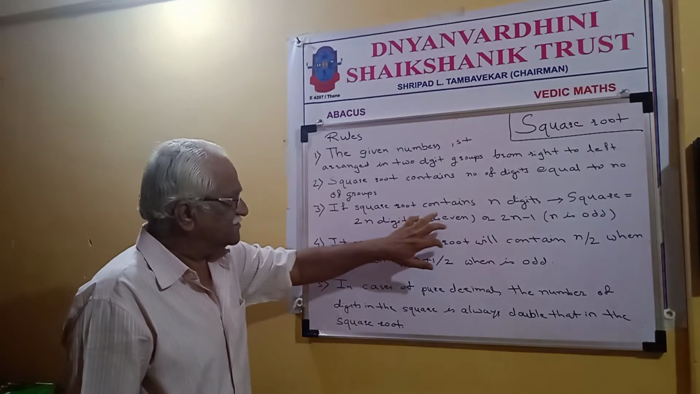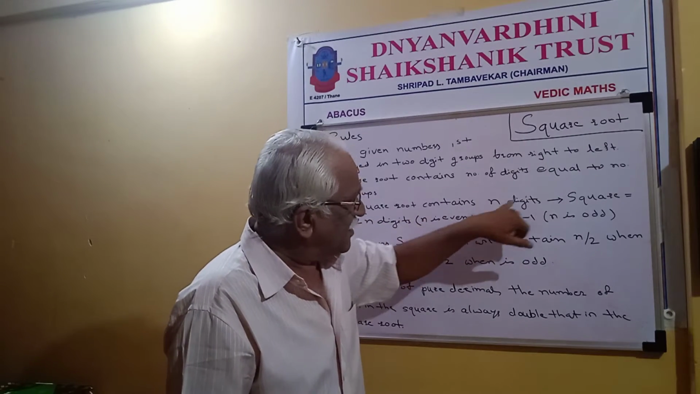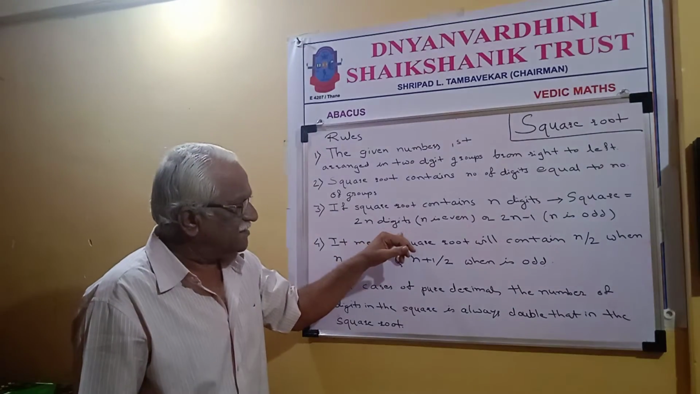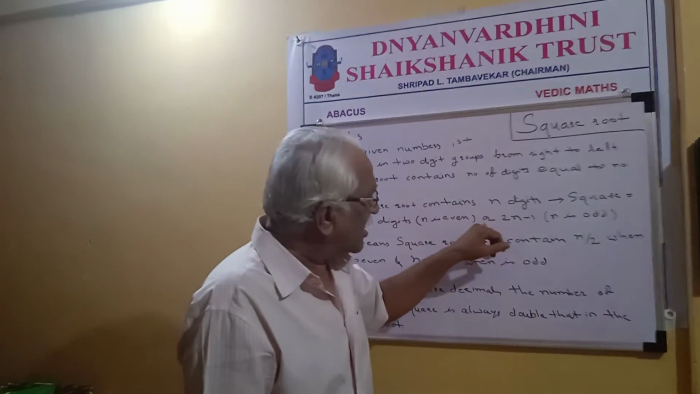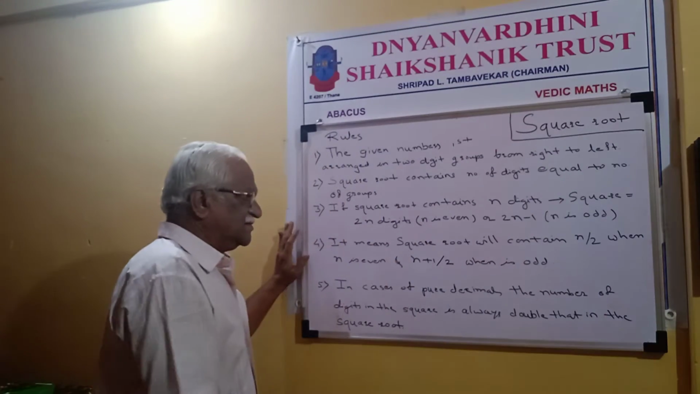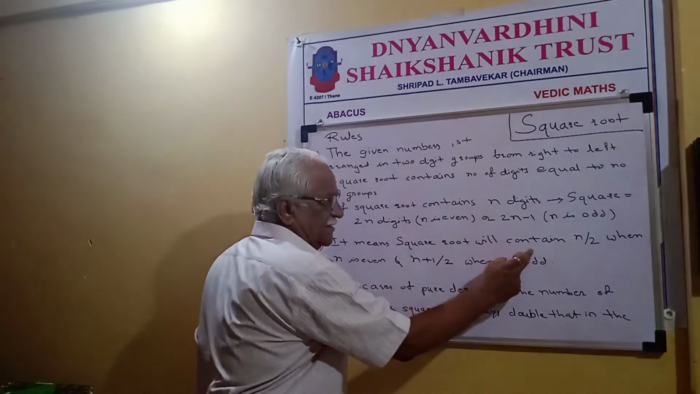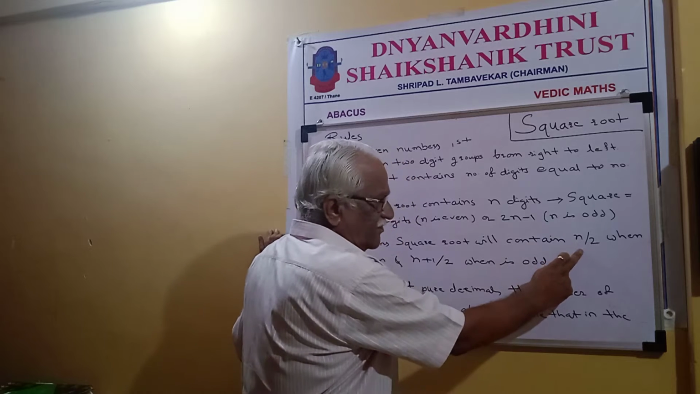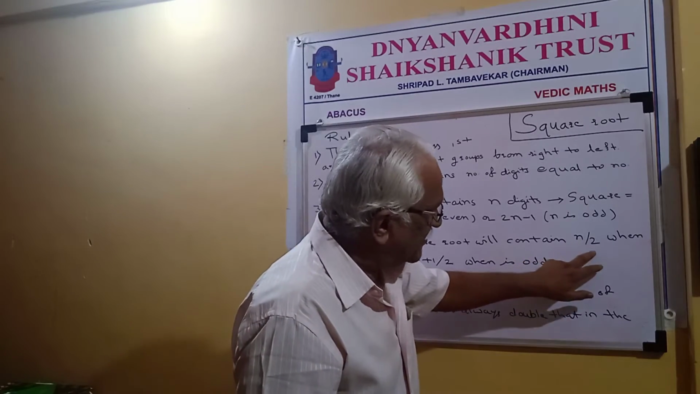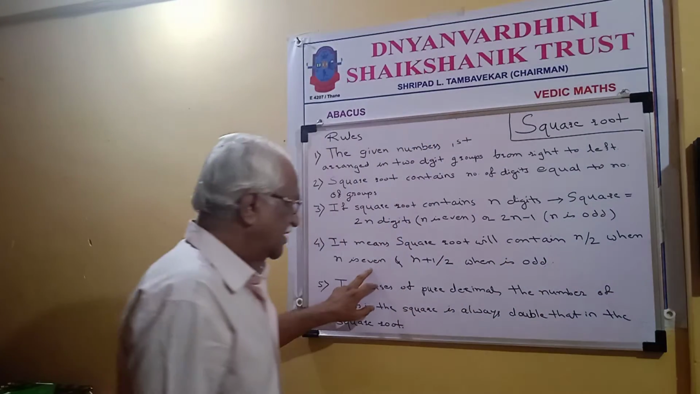If the square root contains n digits, conversely, the square should contain 2n digits when n is even, or 2n minus 1 digits when n is odd. In the reverse way, we can say that the square root will contain n by 2. Suppose we have a 4 digit number, then 4 divided by 2 is 2. That is, the square root will contain 2 digits when n is even.